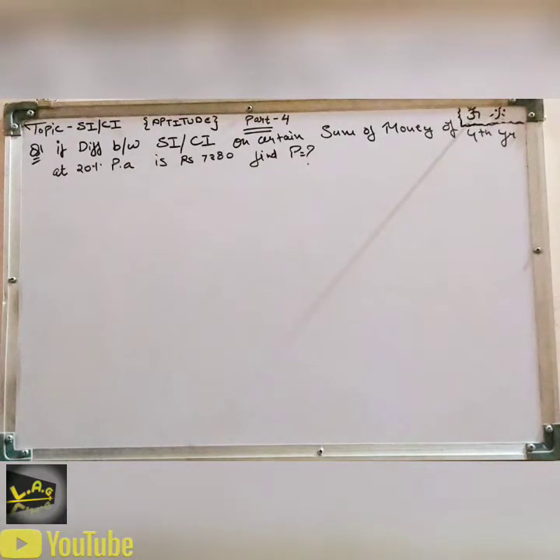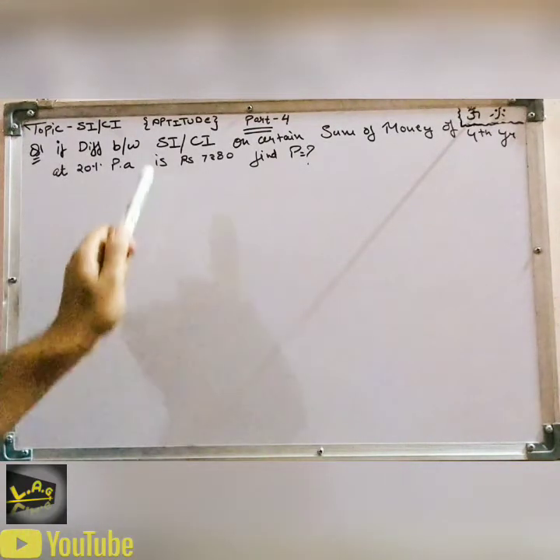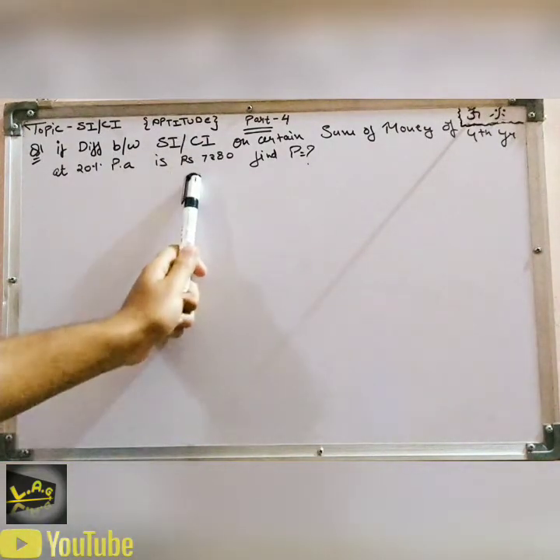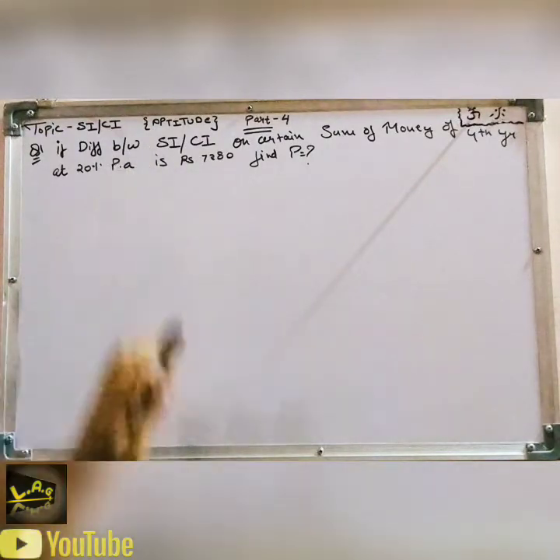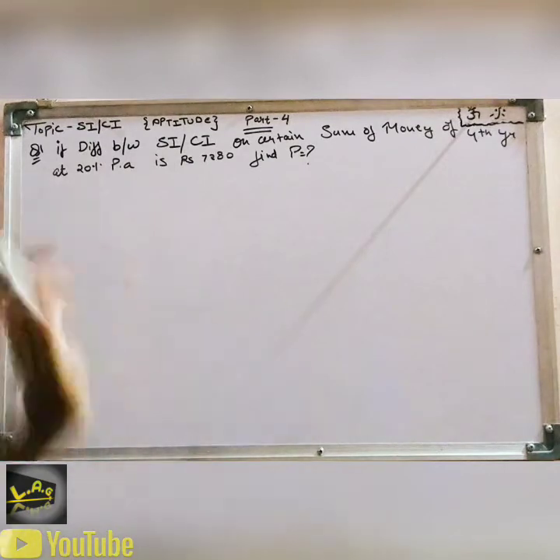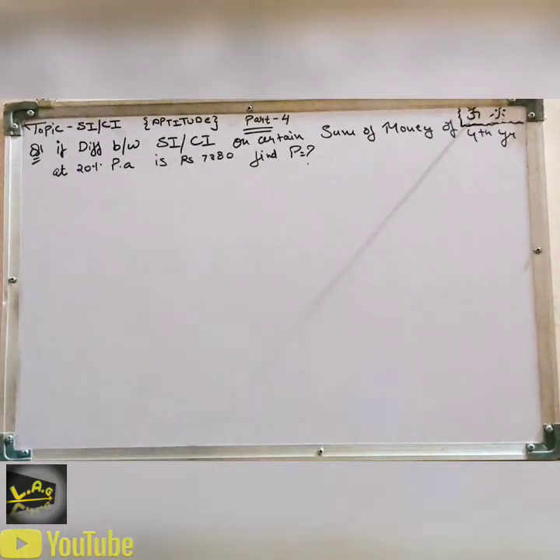I'll read it again. If the difference between simple interest and compound interest on a certain sum of money for the fourth year at 20% per annum is rupees 7280. 7280 is the difference amount, and the sum is for the fourth year at 20% per annum. So we have to calculate the principal amount.